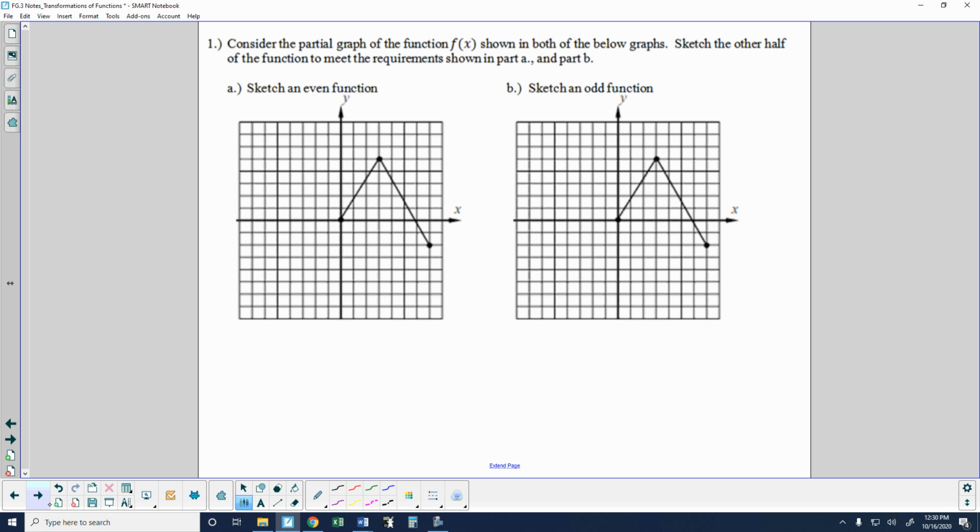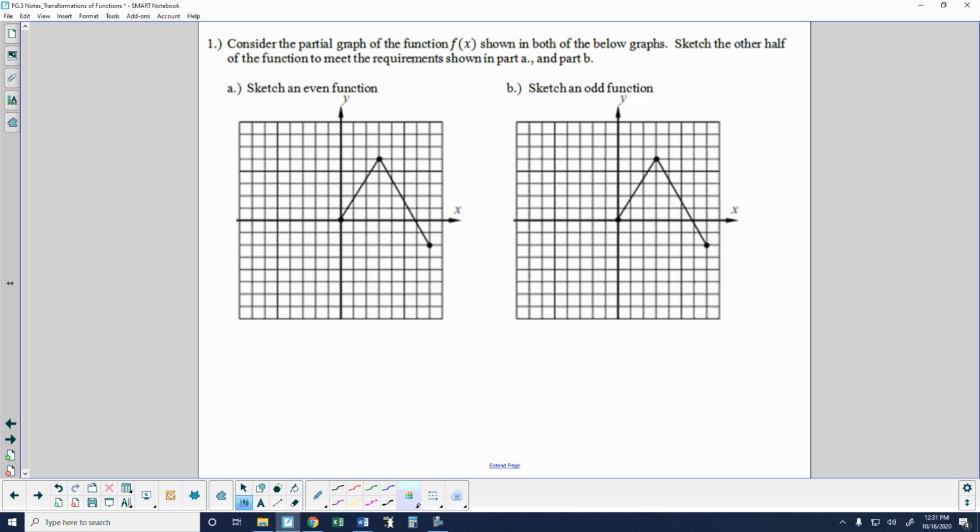It says, consider the partial graph of the function f of x shown in both of the graphs below. Sketch the other half of the function to meet the requirement shown in part A and in part B. So in A, we want this to be an even function, meaning we want it to have symmetry about the y-axis. So if you want to pause the video and see if you can create that, go ahead.